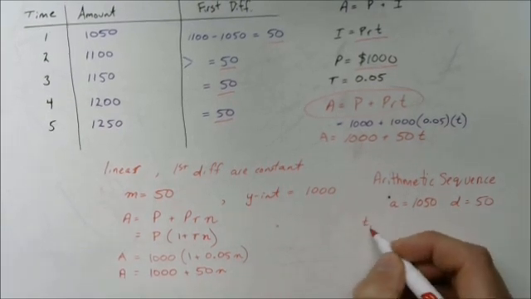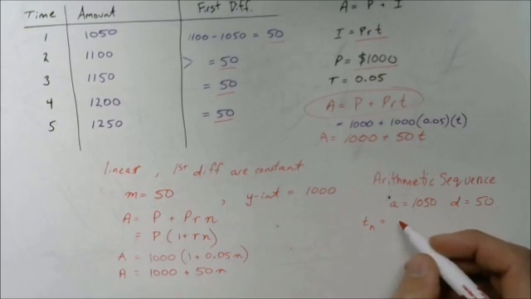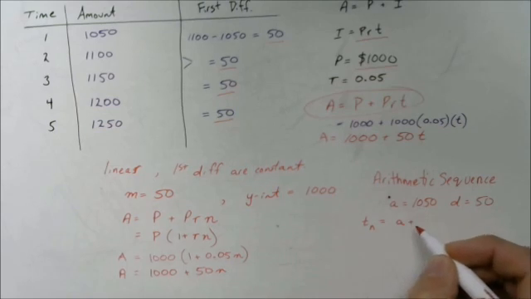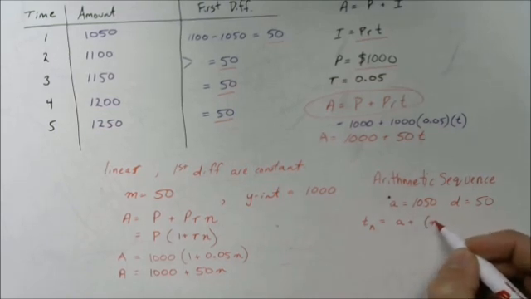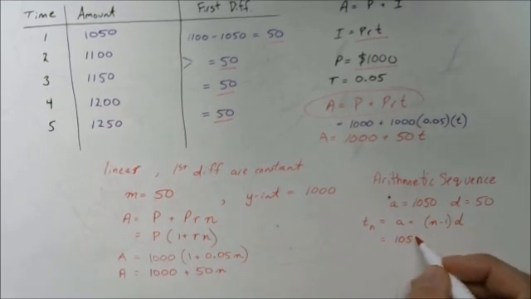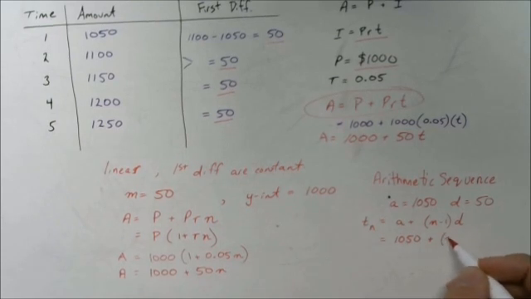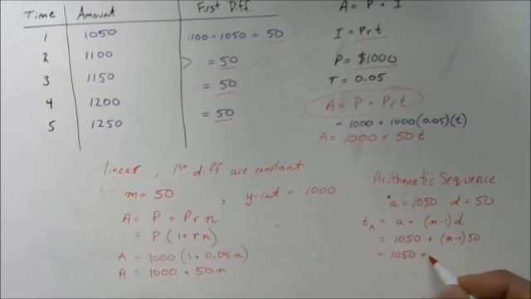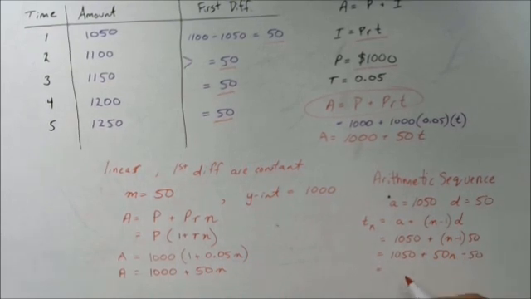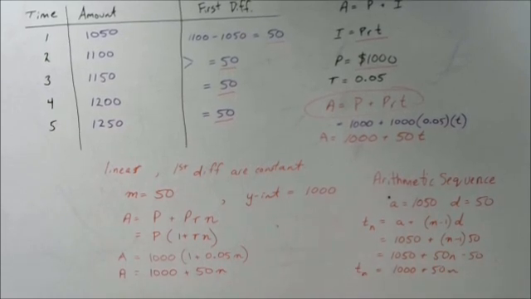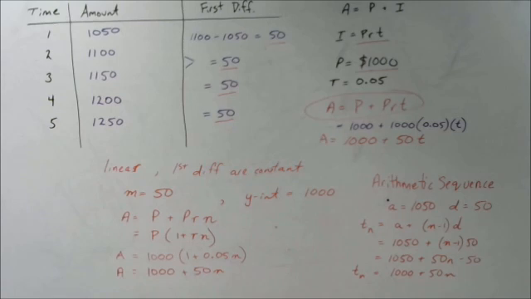But now if we take our equation for the general term in an arithmetic sequence, which is t sub n equals a plus (n minus 1) times d, and we sub in what we have from our sequence, (n minus 1) times 50, and we simplify this by distributing, 50n minus 50 plus 1,050 equals 1,000 plus 50n. We end up with the exact same formula.